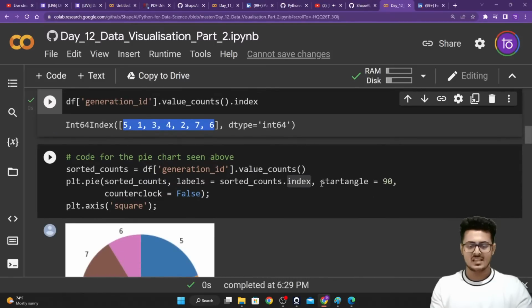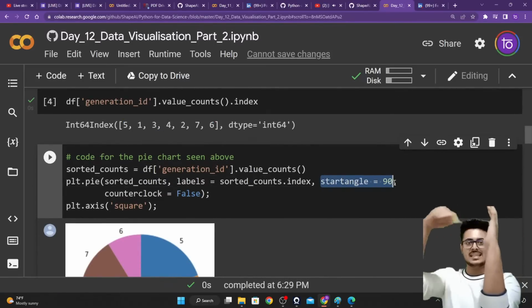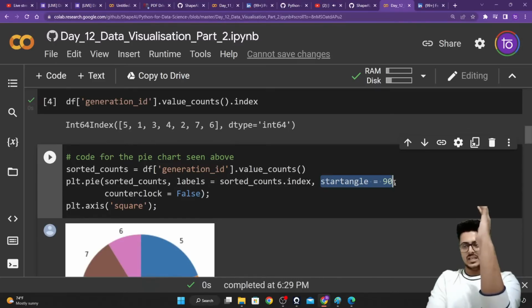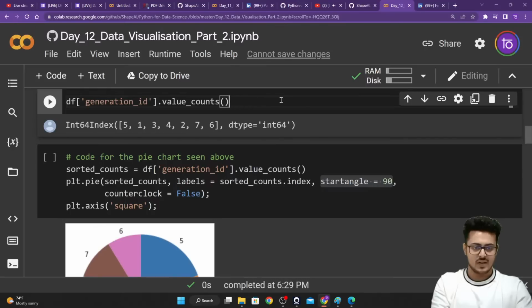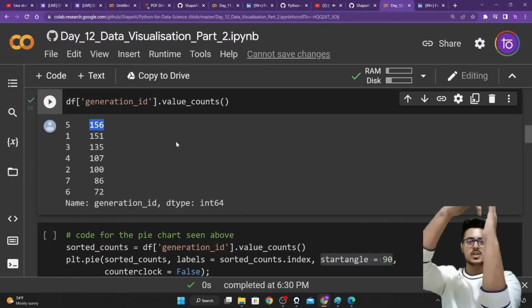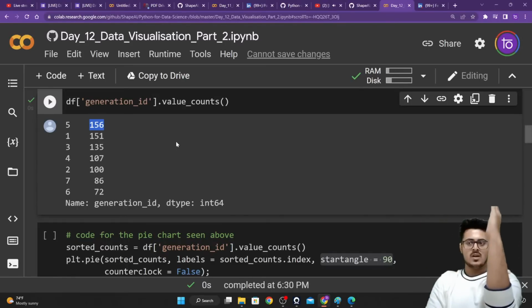Start angle equals 90. So basically it tells that when you're creating the pie chart, it will start from 90 degrees itself, and from this particular angle you are going to create the entire thing in a clockwise direction. For example, the first ID we have in value counts is index 5. Generation ID 5 has 156 Pokemons. The first attribute of the pie chart will be starting from 90, 156.